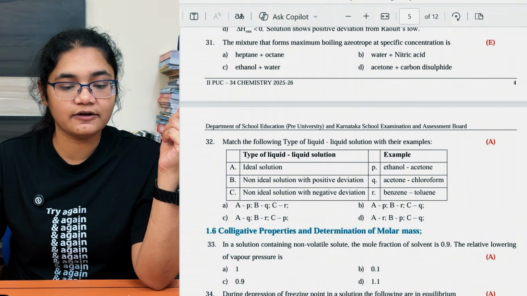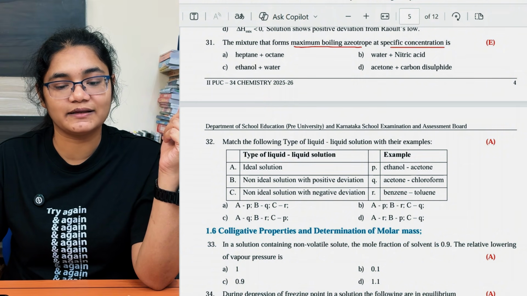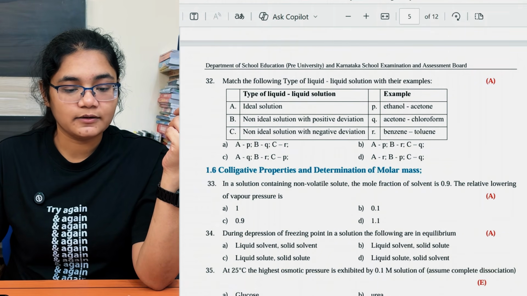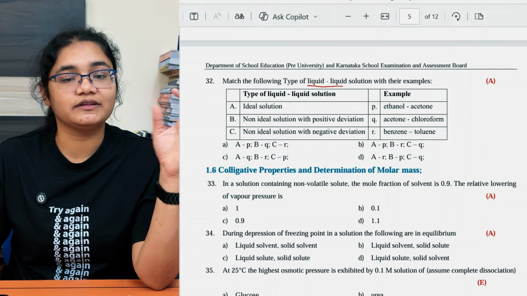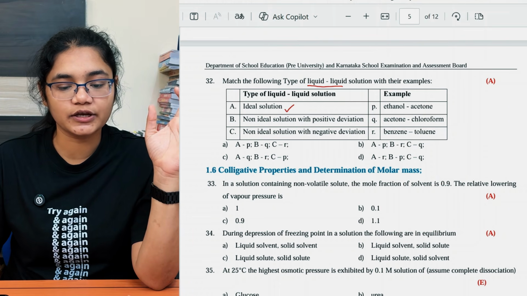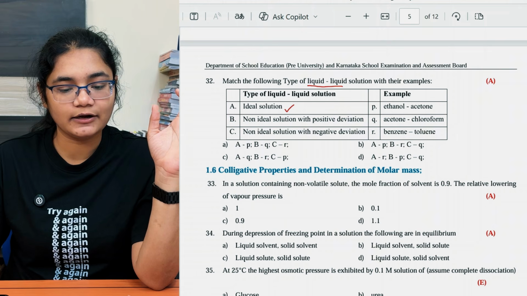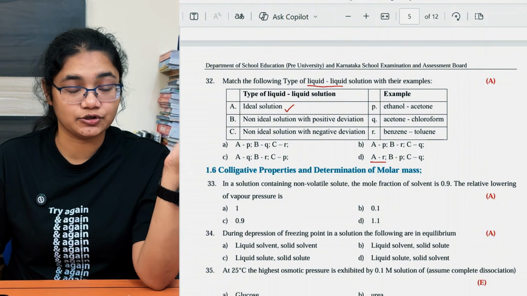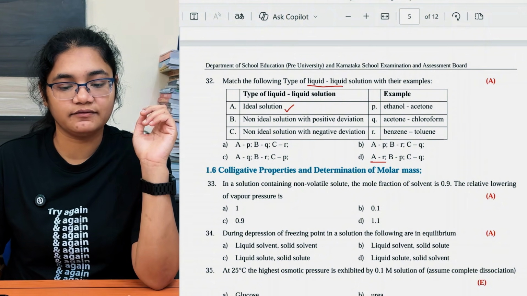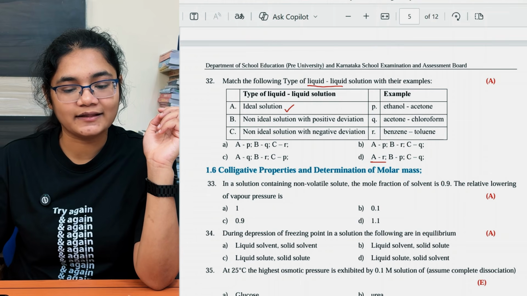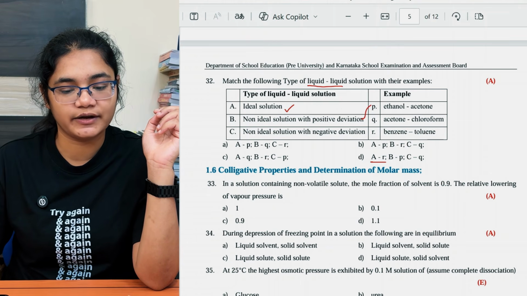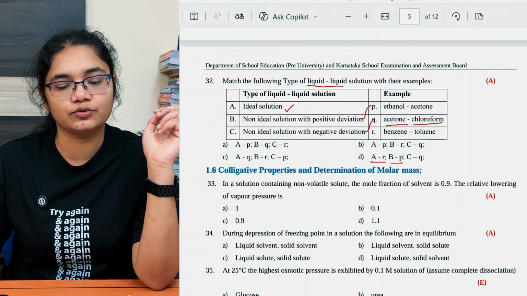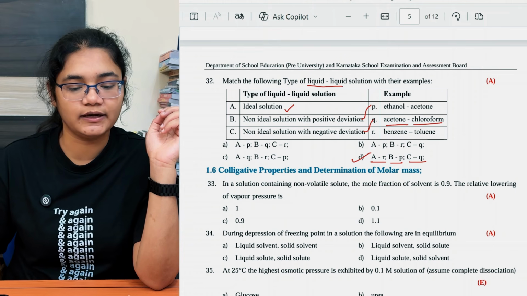Next, the mixture that forms maximum boiling azeotrope at a specific concentration is water and nitric acid. Next, match the following type of liquid-liquid solution with their examples. Ideal solution, you will have benzene and toluene. So A will be R here. Non-ideal solution with positive deviation will have ethanol and acetone, right? So B will be P, and non-ideal solution with negative deviation is acetone and chloroform. C will be Q. So option number D here.